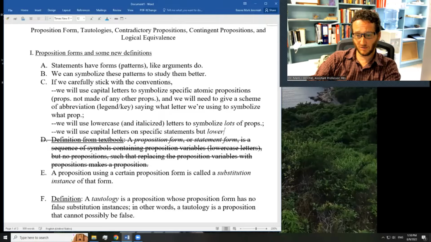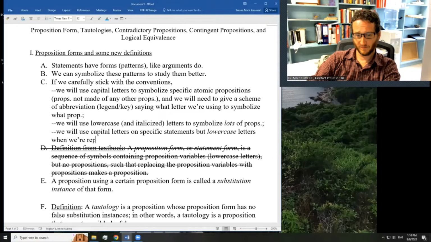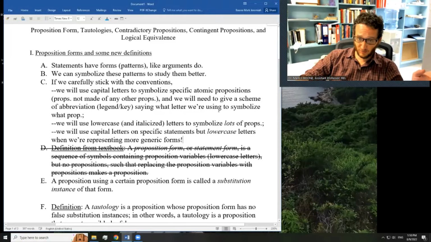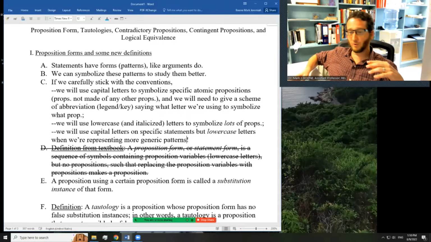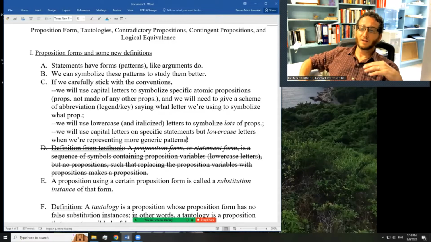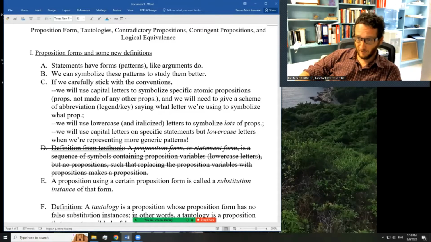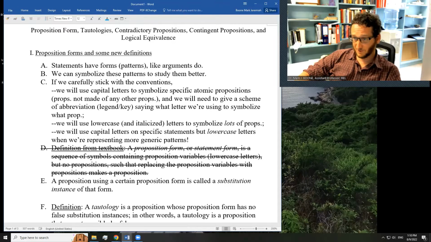but lowercase letters when we're representing more generic forms or more generic patterns. I like the word pattern better than form. Okay. Statements have patterns. We can symbolize these patterns to study them better. And the patterns are generic. Lots of statements will fit a pattern.